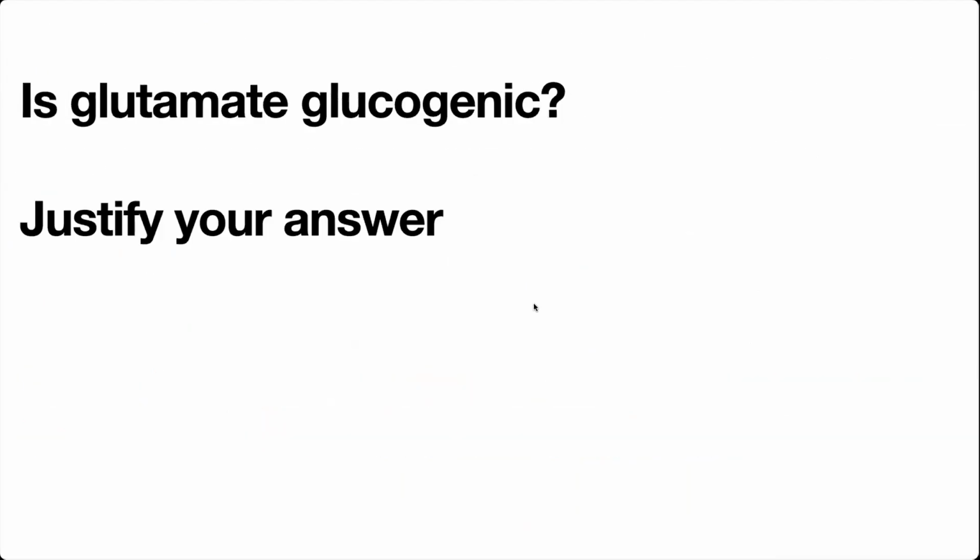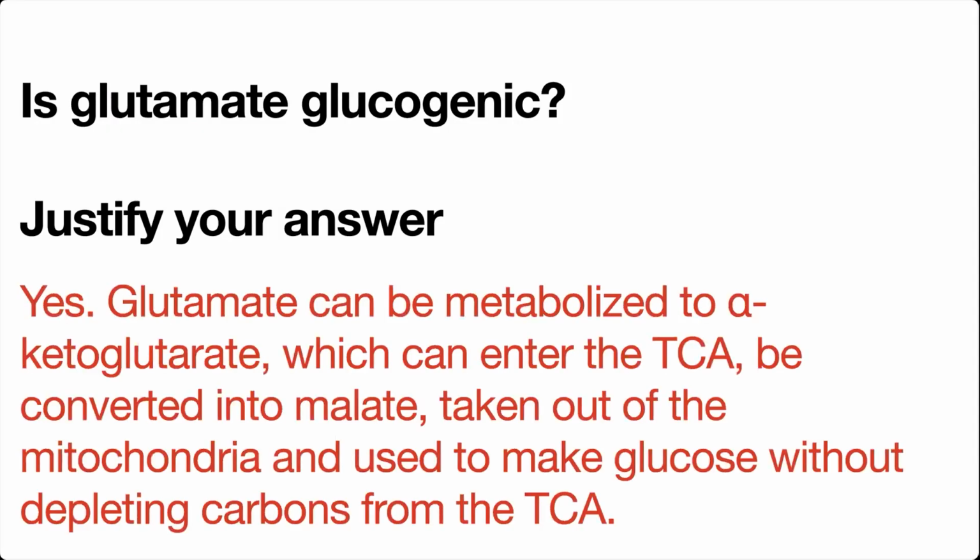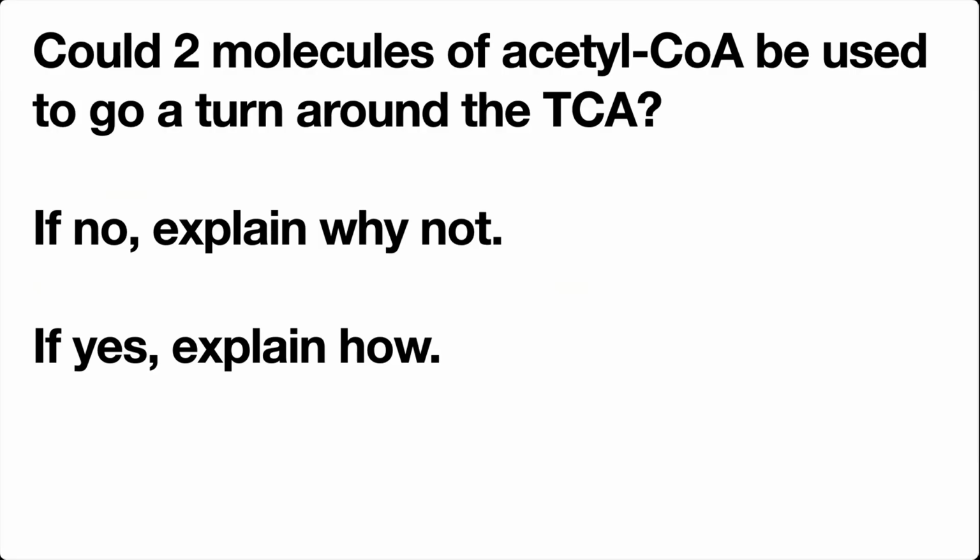Speaking of glucose, is glutamate glucogenic? So yes, because glutamate can be metabolized to alpha-ketoglutarate, which can enter the TCA, be converted to malate, taken out of the mitochondria and used to make glucose, without depleting carbons from the TCA, we can say that glutamate is glucogenic. How about acetyl-CoA? Could 2 molecules of acetyl-CoA be used to turn around the TCA?